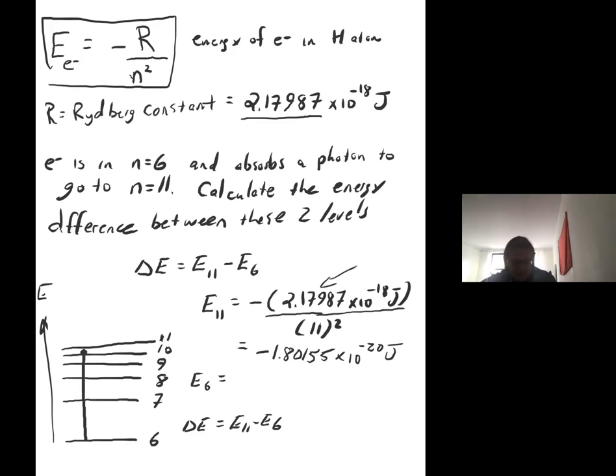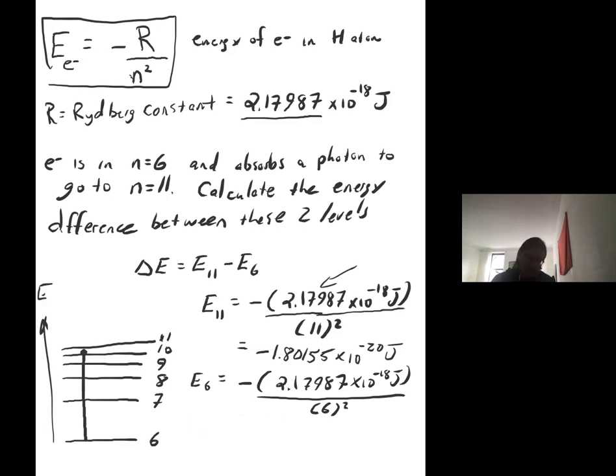Now we do E6, which would be E equals minus 2.17987 times 10 to the minus 18 joules divided by 6 squared, which is 36, right? Okay, so let me erase this down here. So let's do that calculation. So 2.17987 times 10 to the minus 18 divided by 36, and you get negative 6.05519 times 10 to the minus 20 joules. Okay, so now you just do E11 minus E6.